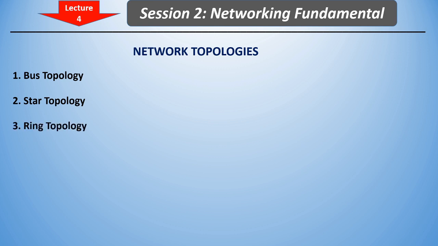Next topology is ring topology. In a ring topology, all the nodes in the network are connected in a circular manner. Each node connects to exactly two other nodes, forming a single continuous pathway for signals. When one node sends a message to another node which is not adjacent to it, data travels through all the intermediate nodes until it reaches its final destination.